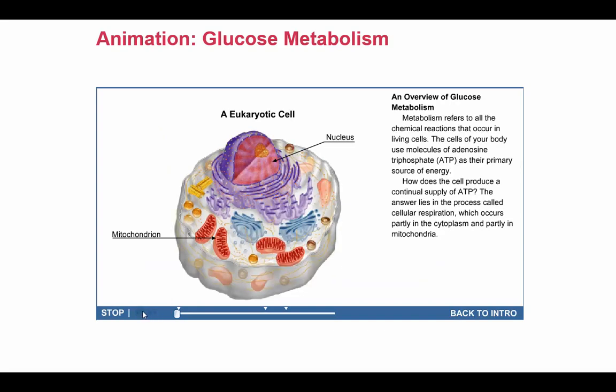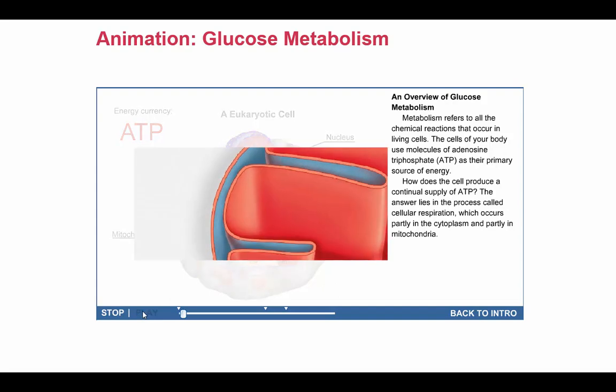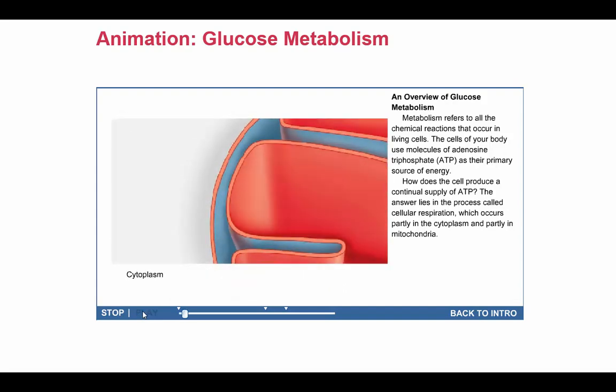Metabolism refers to all the chemical reactions that occur in living cells. The cells of your body use molecules of adenosine triphosphate, ATP, as their primary source of energy. How does the cell produce a continual supply of ATP? The answer lies in the process called cellular respiration, which occurs partly in the cytoplasm and partly in mitochondria.